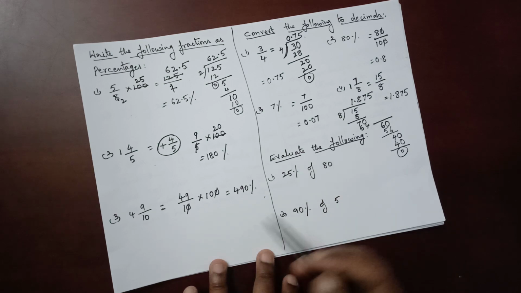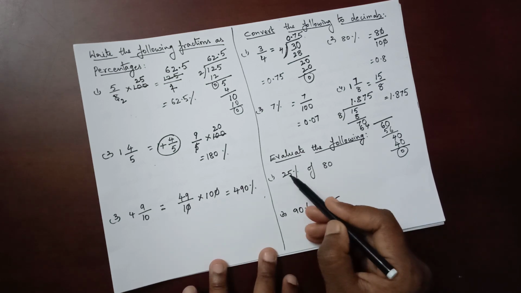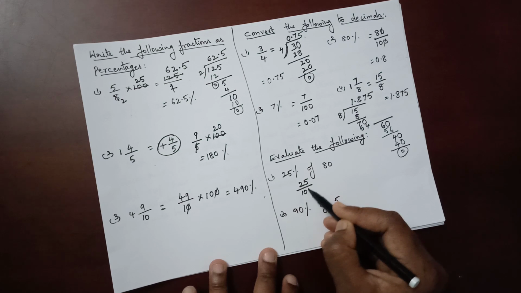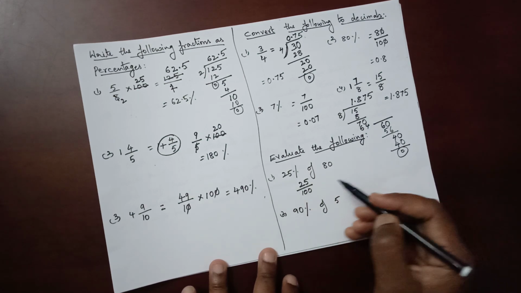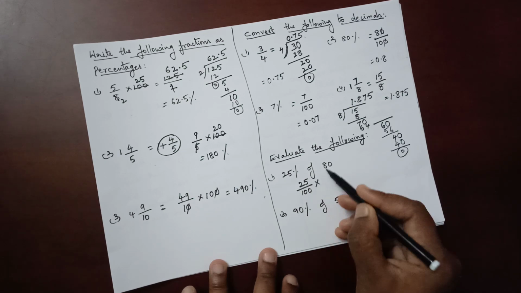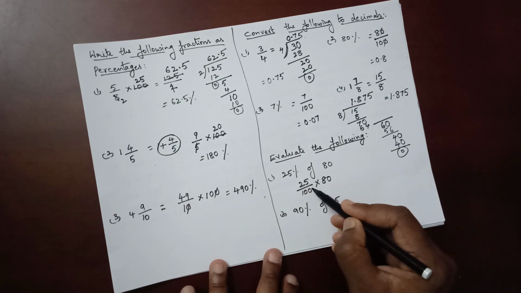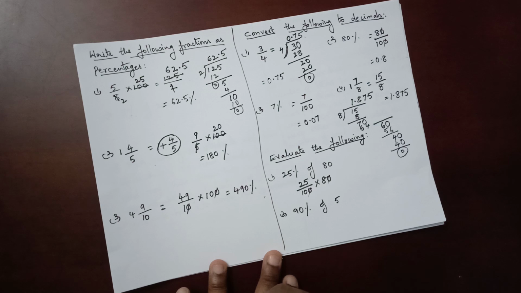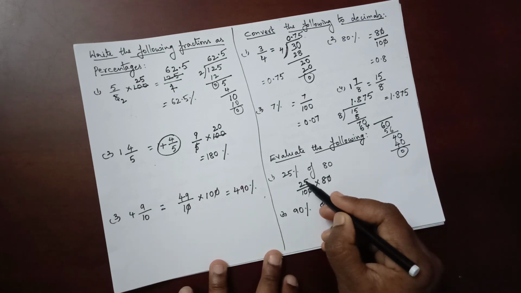Evaluate the following. How to evaluate? 25% of 80. 25%, first you convert into a fraction. 25 by 100. The percentage symbol we remove and put divided by 100. Okay, of means into 80. This is the calculating part. Okay, this and this get cancelled. 0 0. So here 10, here 25.